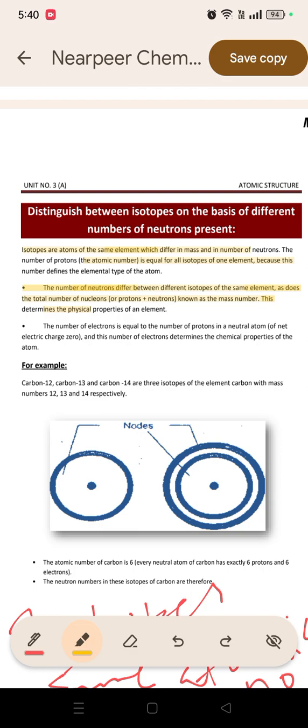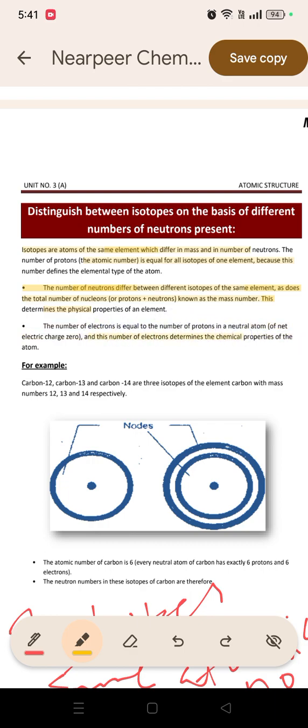The number of electrons is equal to the number of protons in a neutral atom, because in a neutral atom we don't have any charge. So the number of protons equals the number of electrons, and the net electric charge is 0. This number of electrons determines the chemical properties of the atom.